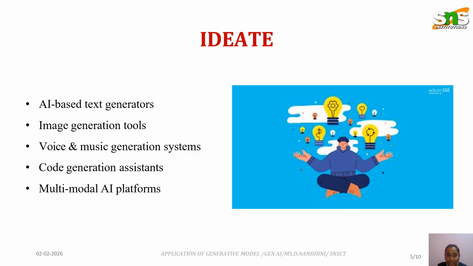For that, applications like text generation use articles, chatbots, and summaries. Next is image generation, which uses design, artwork, and product models. Next is music and video generation. Last is code generation and software prototypes. These are the generating ideas and solutions.